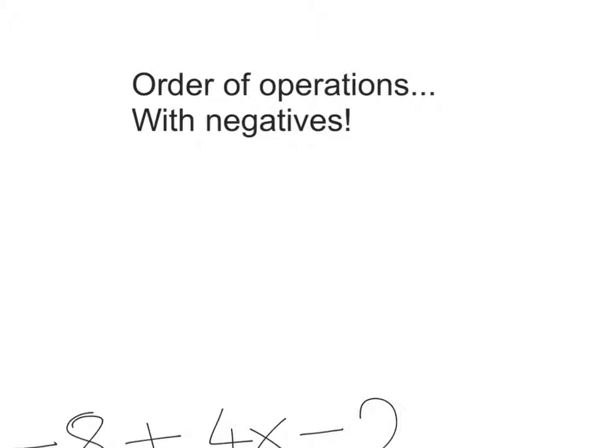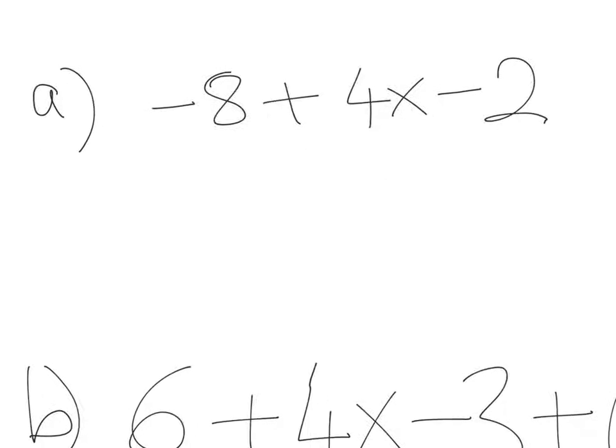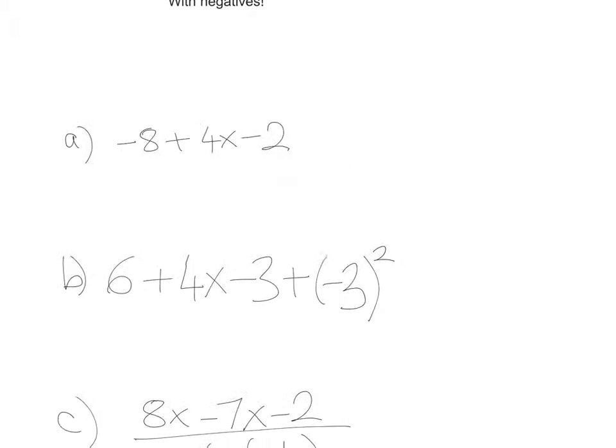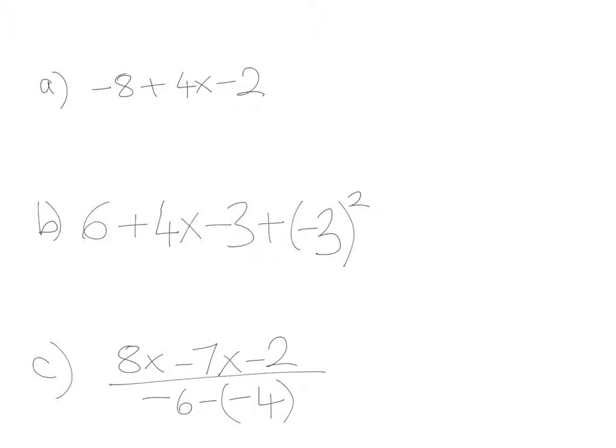We're looking at order of operations with negatives. Before we start our first question, I want you to remember what the order of operations is. Some of you might remember BIDMAS, which is helpful but can be a bit confusing. You've got brackets first, then indices, that's little numbers in the air, and then divide and multiply, and add and subtract.